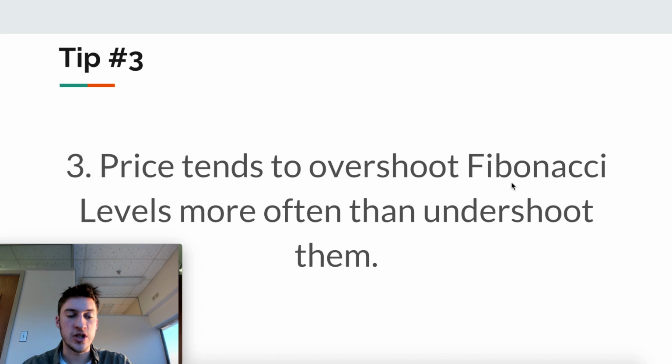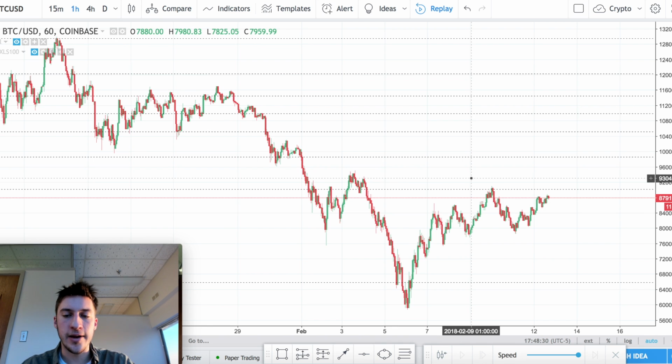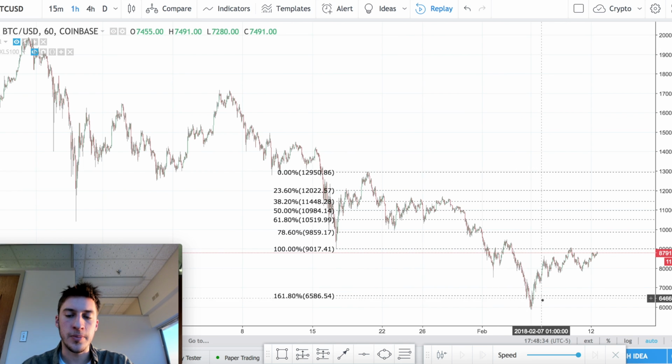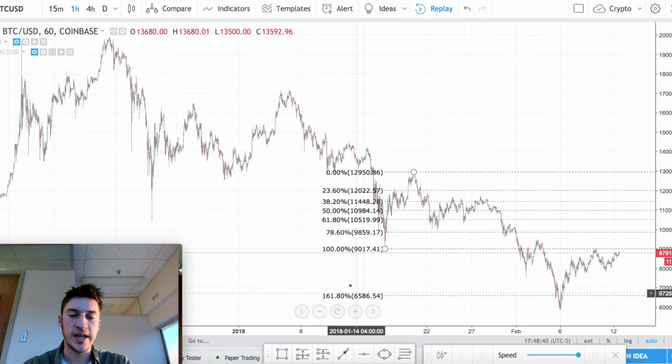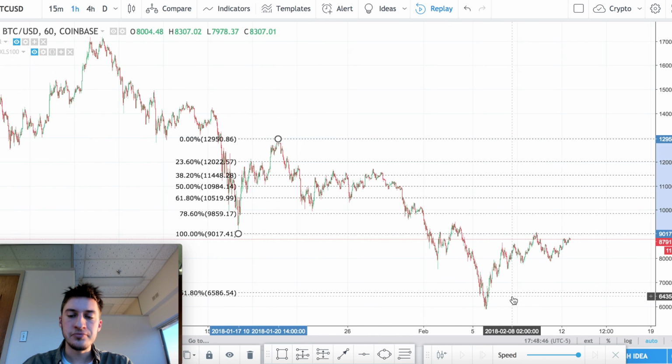So more often than not, Fibonacci levels, and especially on a lower time frame, are not undershooting a 61.8 or a 1.618, but actually typically moving a little bit beyond it, as you can see right here. This is a 161.8, a very strong market indicator for a reversal. And the market actually just moves a little bit past it. That happens a lot, as you can see there.